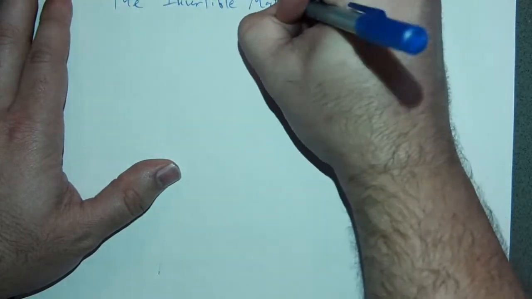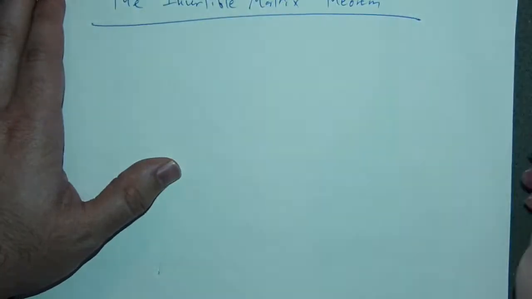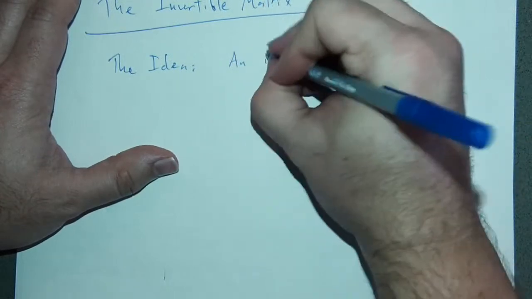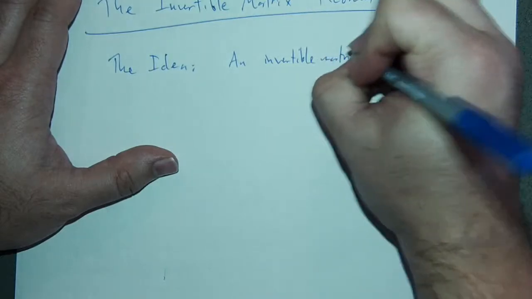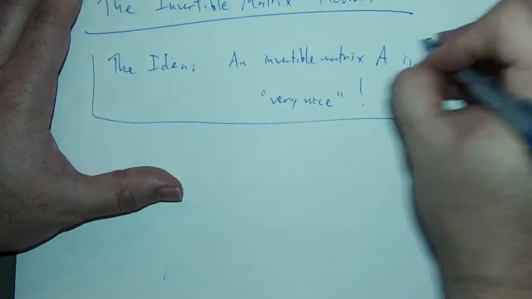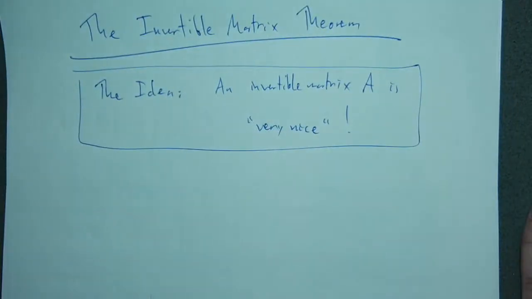Okay. And so that brings us to the invertible matrix theorem. So what is the idea here? The idea: an invertible matrix A is very nice. Okay, this is the idea. The invertible matrix theorem tells you that there are a ridiculous amount of things that you get the second you know a matrix is invertible. Okay, and to summarize this, I think it is best to have a gander at this long list.